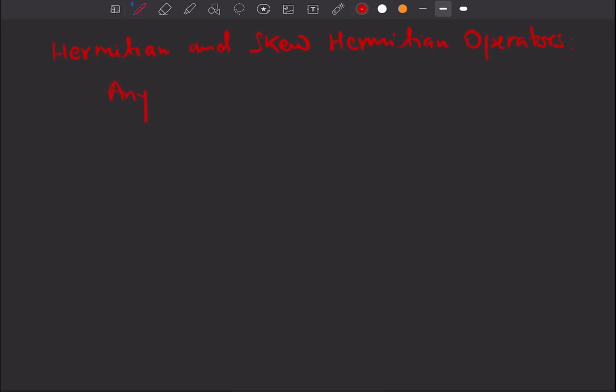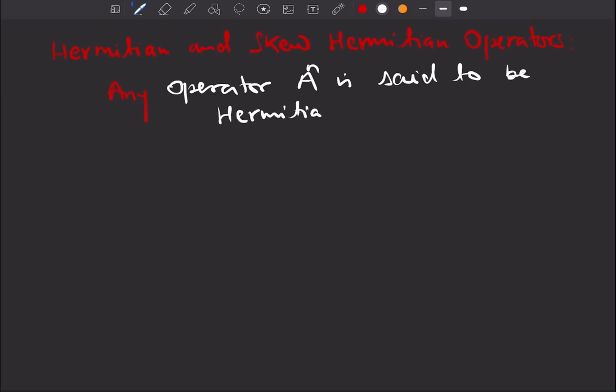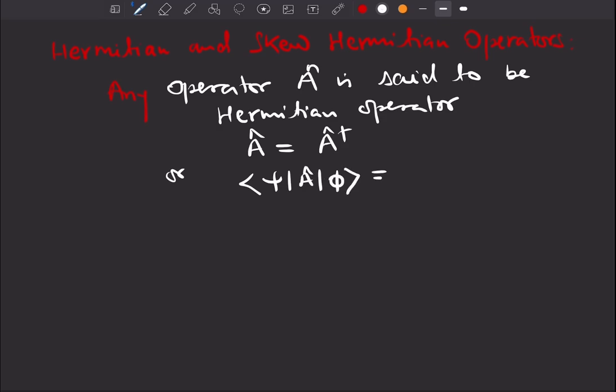Any operator A is said to be a Hermitian operator if it is equal to its adjoint, or bra psi A ket phi is equal to bra phi A ket psi complex conjugate.